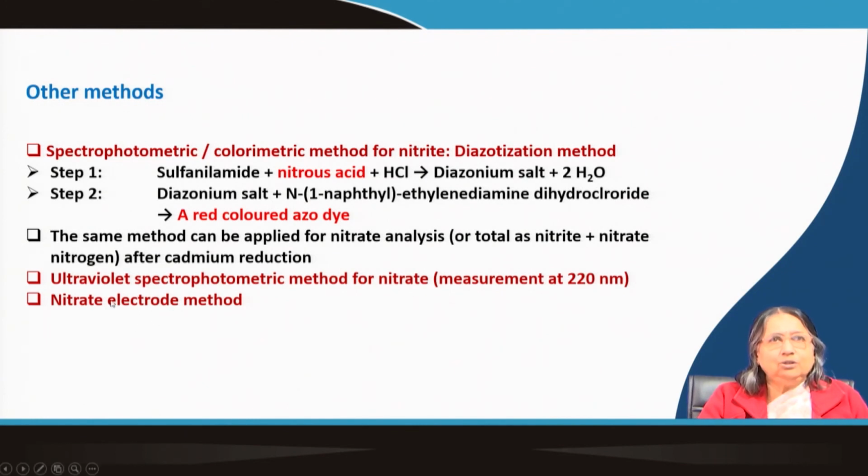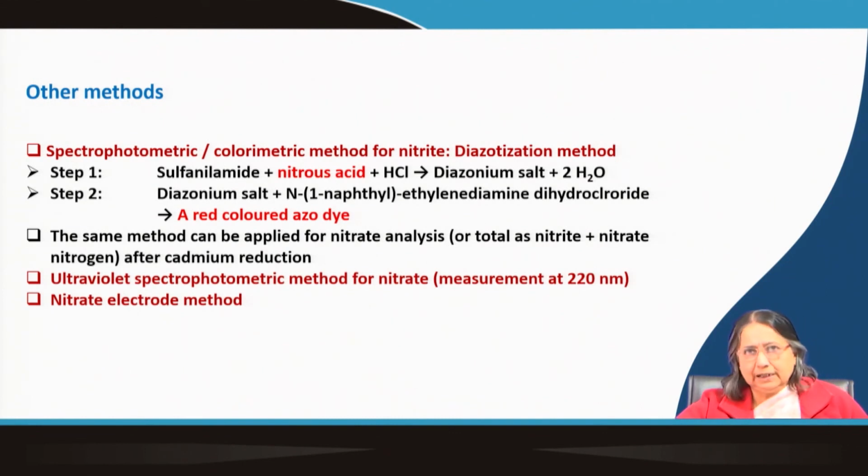Then nitrate electrode is also there. This is the very simple method. You have electrode, you can just put it in the solution and you can get the concentration, but the shelf life of this electrode is not much, maybe 1 year or 2 year maximum, and it is costly also. But it is very user friendly, you do not have to do anything, only calibration and measurement, that is it. So, these are also applicable.